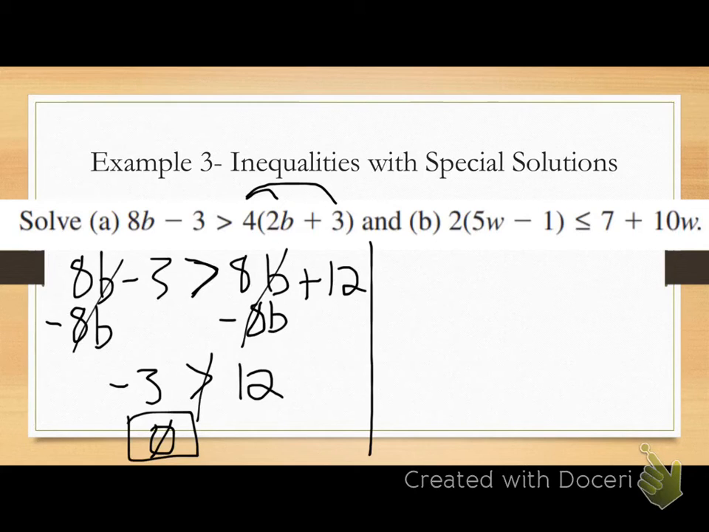Letter B. I've got 2 times (5w minus 1) is less than or equal to 7 plus 10w. Raise your hand if you can tell me what I need to do first here. Yes. Distribute. I've got a number times a set of parentheses, so I can multiply my 2 through my set of parentheses. What's 2 times 5w? 10w. 2 times -1. -2. And then everything else stays the same for now.